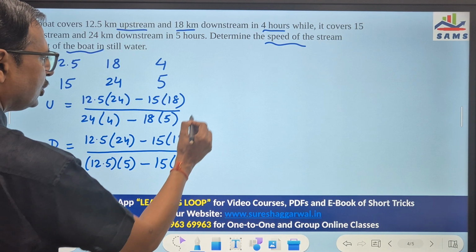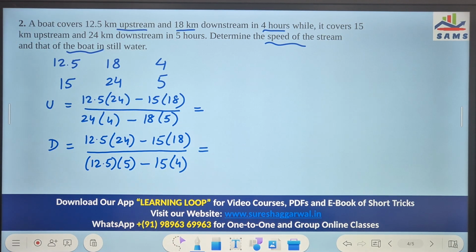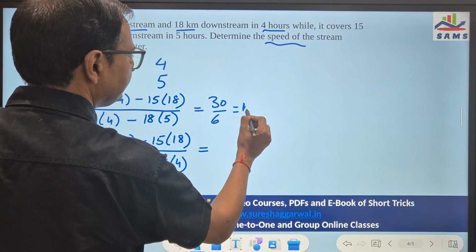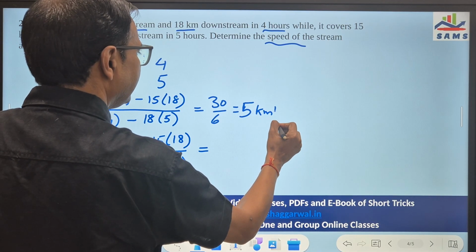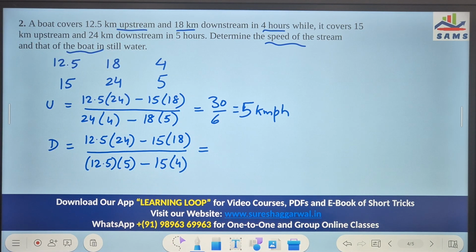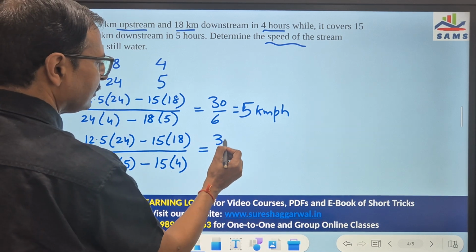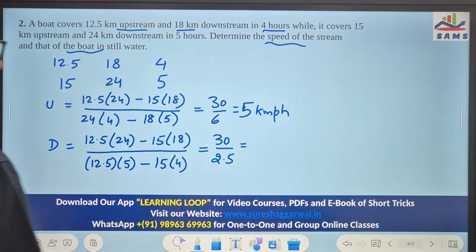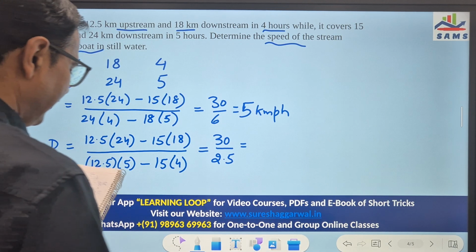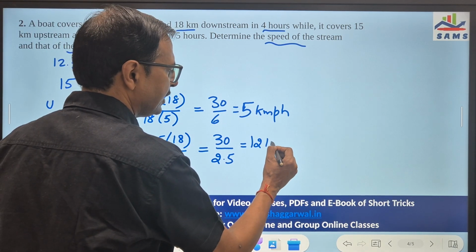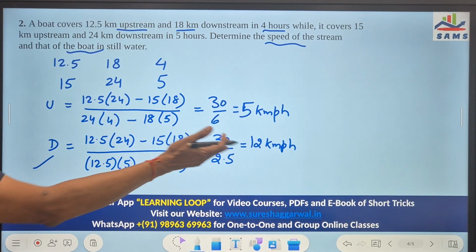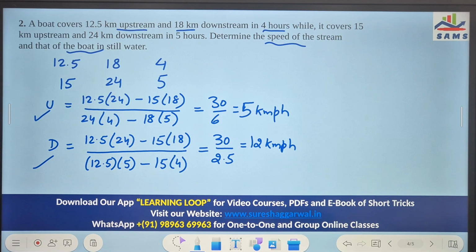Now these are the two speeds which we have to find first. I have already found them out for you. This is 30 upon 6, which is 5 kmph. And the second one is 30 upon 2.5, which is 300 upon 25, which is 12 kmph. So the downstream speed is more, 12 kmph, and upstream speed is 5 kmph.